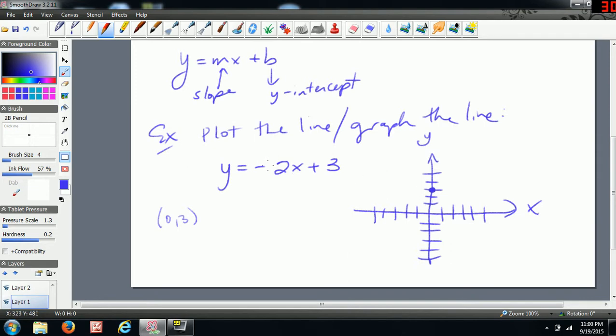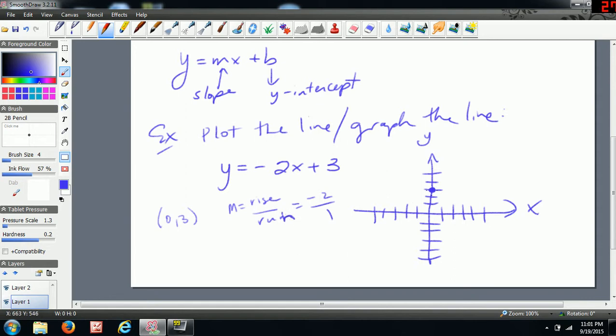And then the slope of your equation is negative 2. So we know that slope, m, is rise over run. So in this case, our rise is negative 2 over 1. The 1's not written, but we know that when there's no number written below the number, there's always a 1 there. So we're going to use this information to graph our line. So we have a rise of negative 2 and a run of 1.